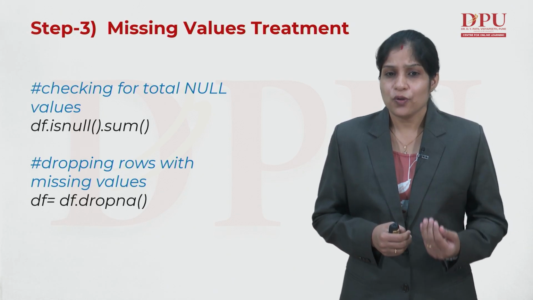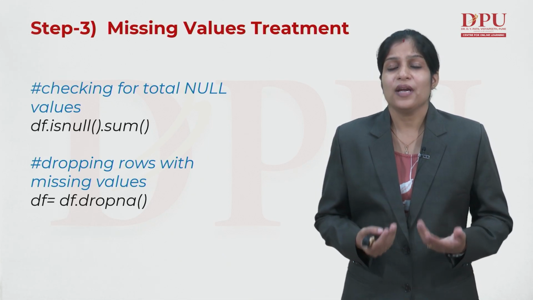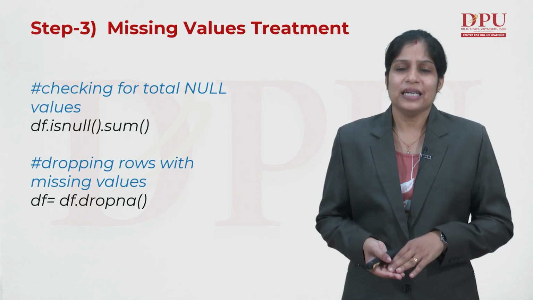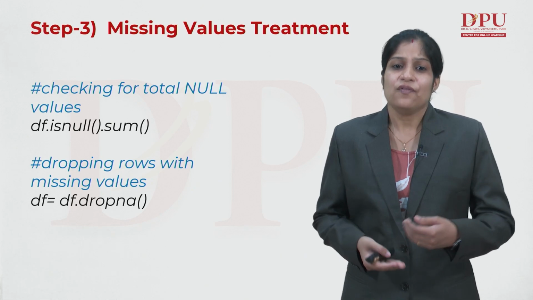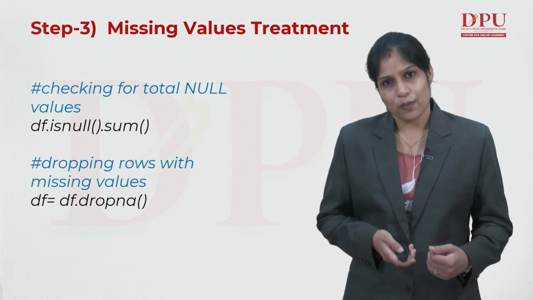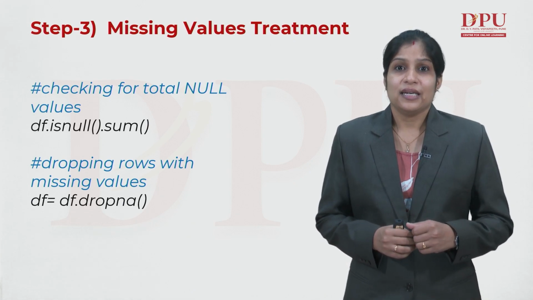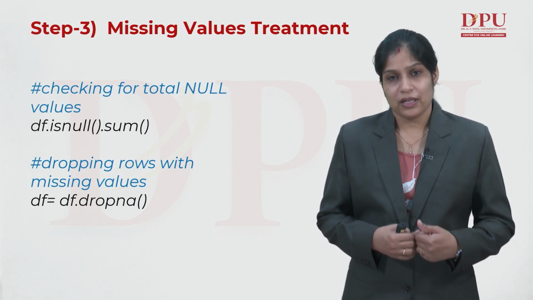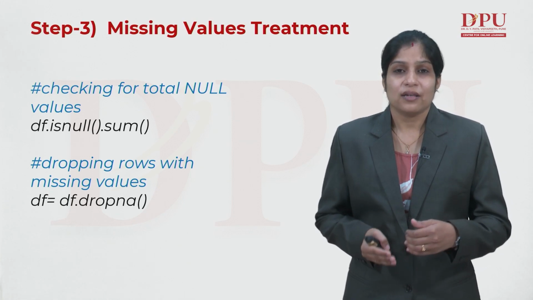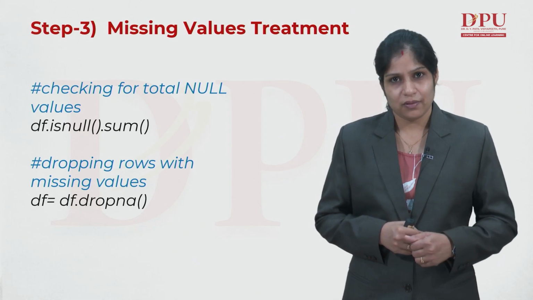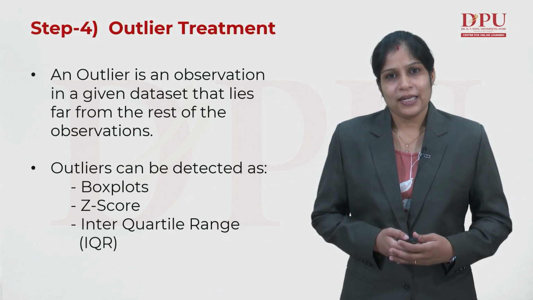Now, to treat those null values after detecting how many there are: if there is a very limited number of null values in our data set, we will drop those rows with missing values. And if there is a majority of null values in our data set, then we have to treat them separately using certain different algorithms. Okay. Now, the next is outlier treatment.